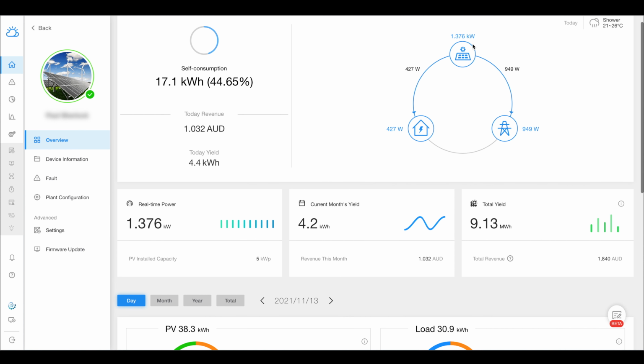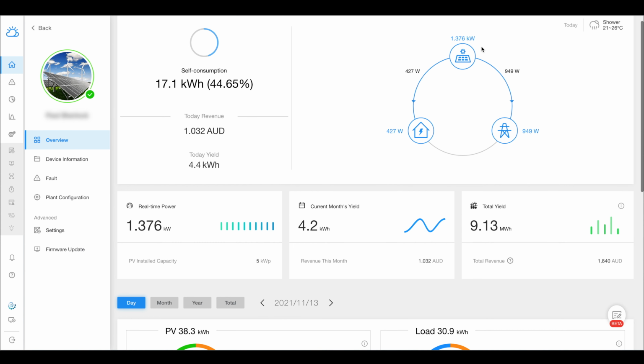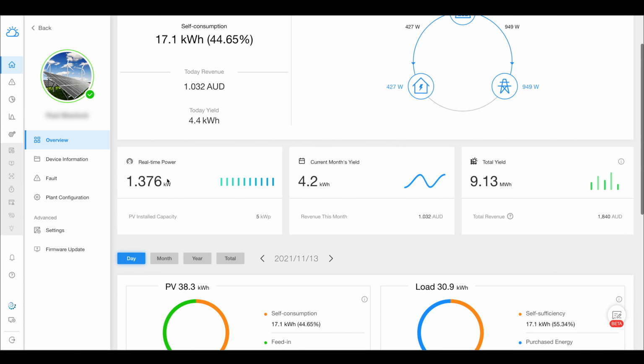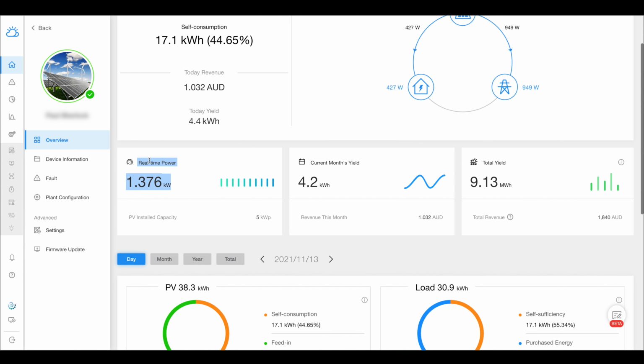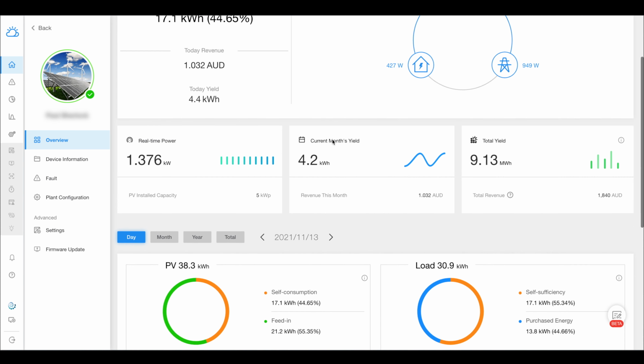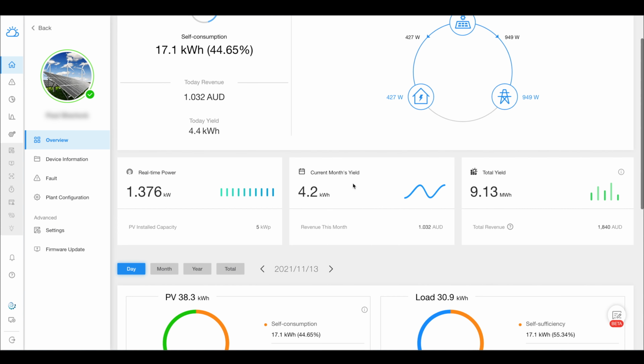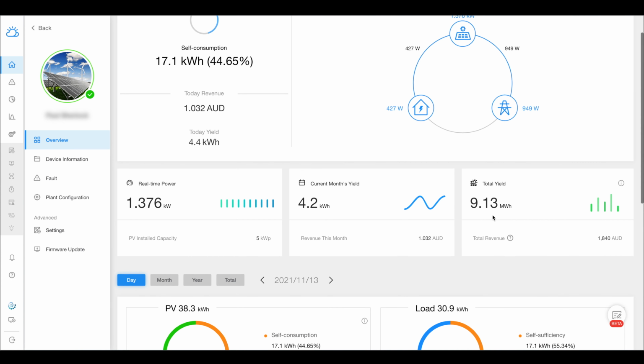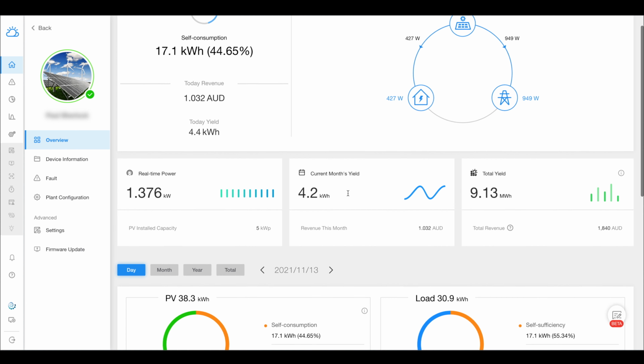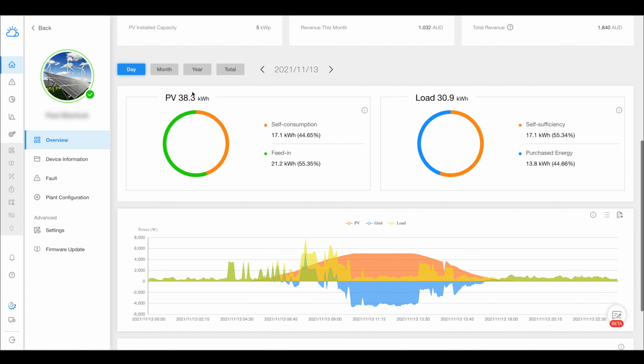The 1.376 kilowatts is basically an instantaneous production or real-time power. So what the solar is producing right now. That shows up as real-time power on this tab down here. There will also be a monthly yield. Today is the first day of the month, so the monthly yield will be very similar or the same as the today yield. And then the total yield is how much the system has produced ever since it was installed, 9.13 megawatts.